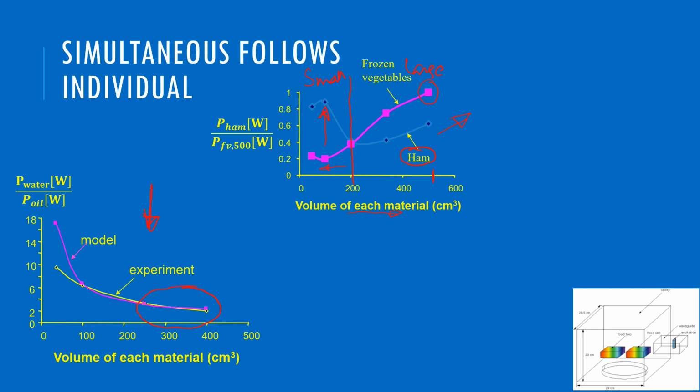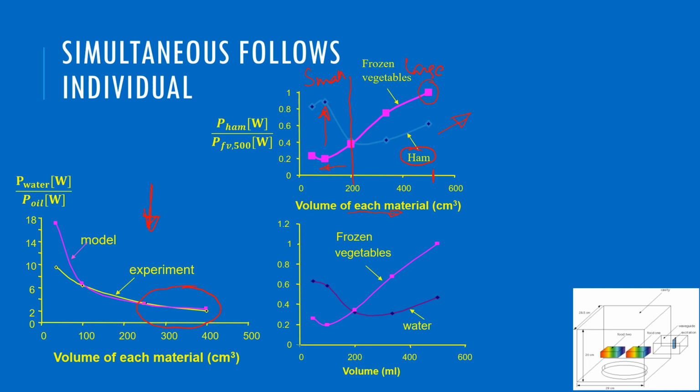So then if we look at another set, in this case frozen vegetables and water, again we plotted the power absorbed, but it's scaled by the maximum power, which again is here. So we see the same trend.